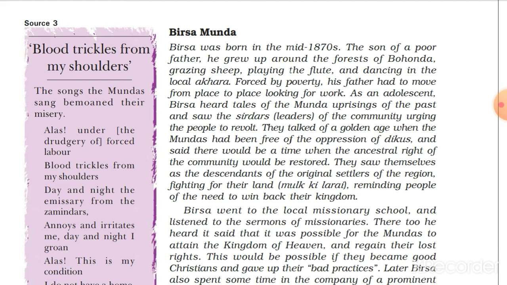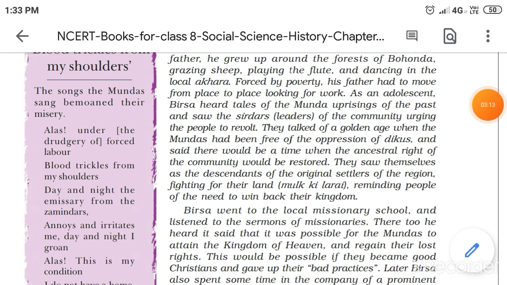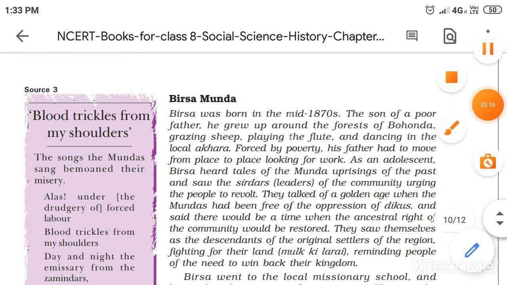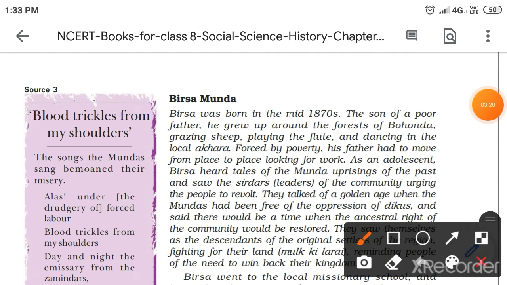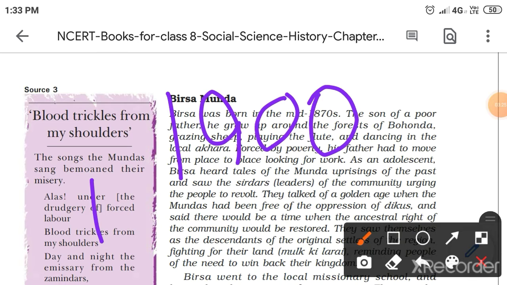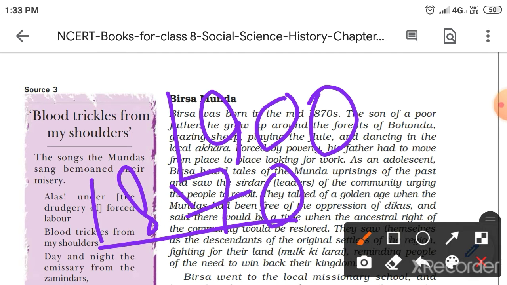So here the first thing is, when was Birsa born? Okay, in the mid 1870s, remember the year, 1870s. By the way, it doesn't come that much in your exams. The main thing which comes is when he died. Okay, so Birsa died in 1900 and was born in the mid 1870s. Okay, mid 1870s to 1900.